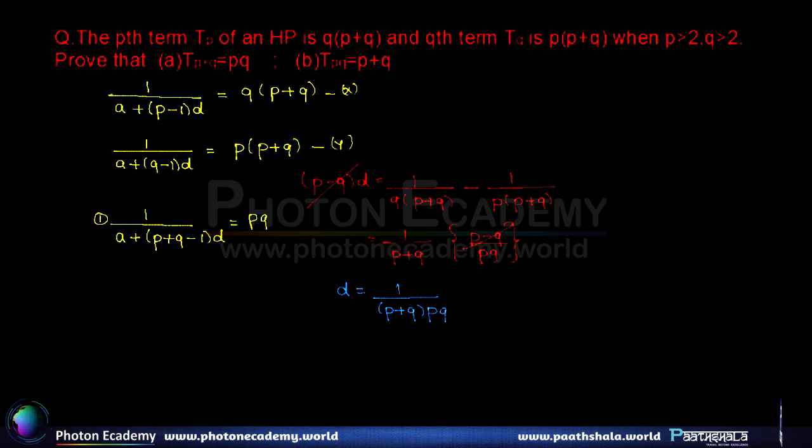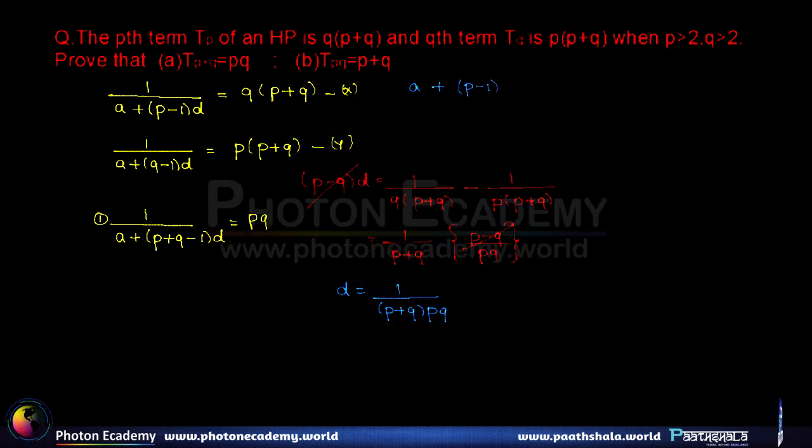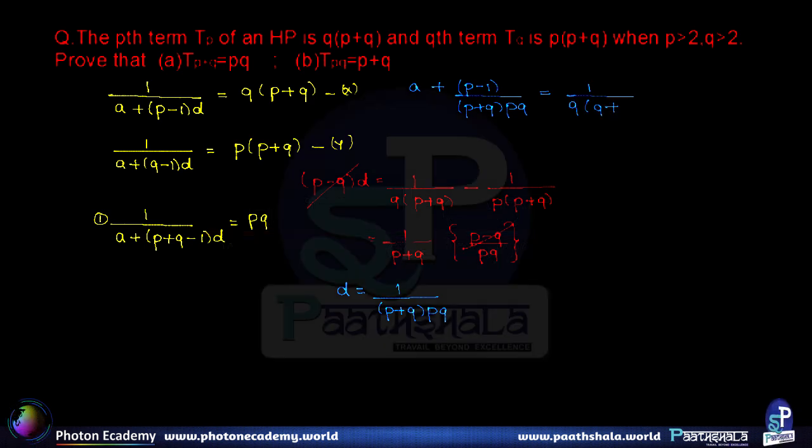Okay, now substitute this D in any one of the equations, x or y, and we will find the value of A. So this will be the reciprocal of one of the equations. Let's take equation x. The reciprocal of that is A plus P minus 1, and then D is P plus Q into PQ, is equal to 1 upon Q plus P.